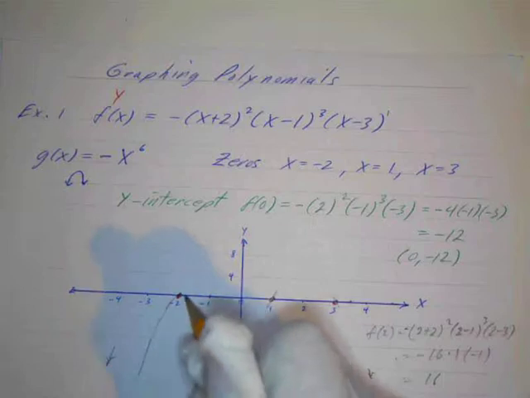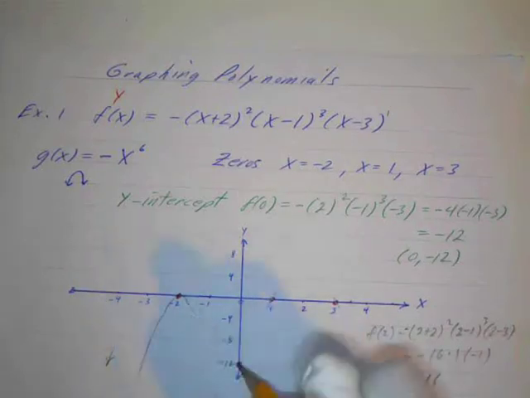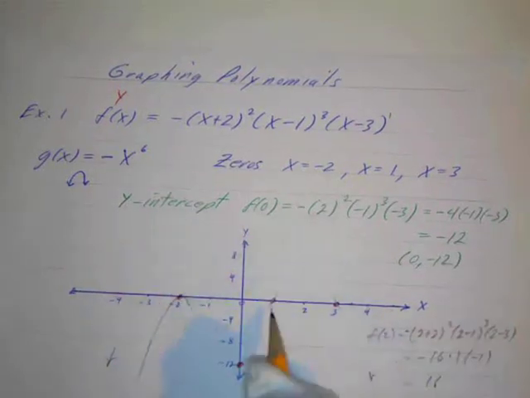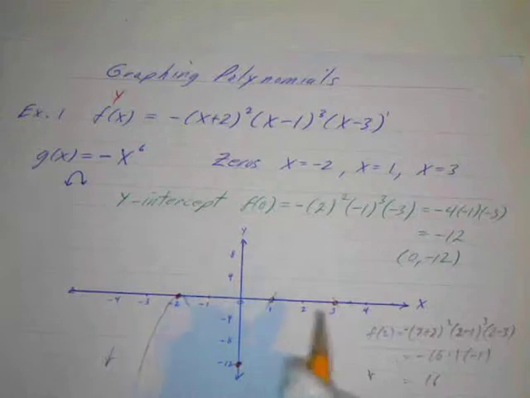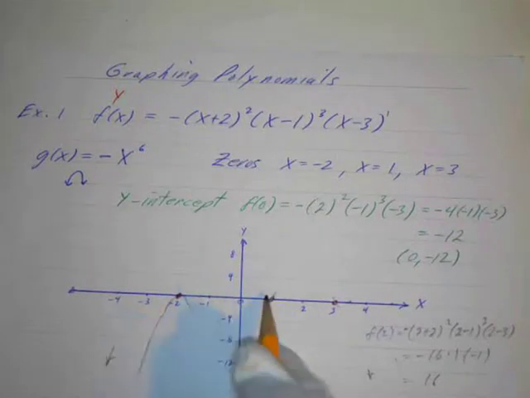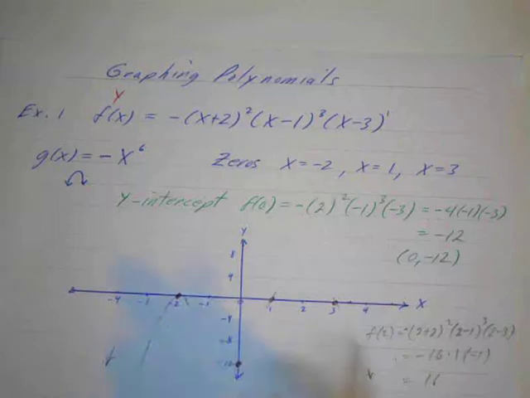It's going to come up and it's going to bounce at negative 2. Then it's going to go down around the axis. Now, usually the peak point will be halfway between. So I'm going to estimate that the peak point, the lowest point, will be halfway between negative 2 and 1. So it's about negative 1.5.